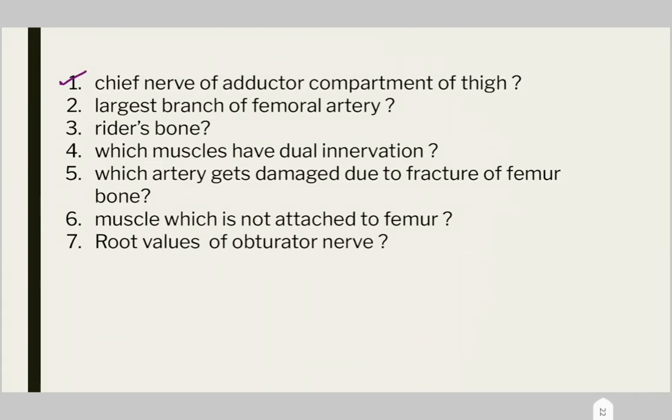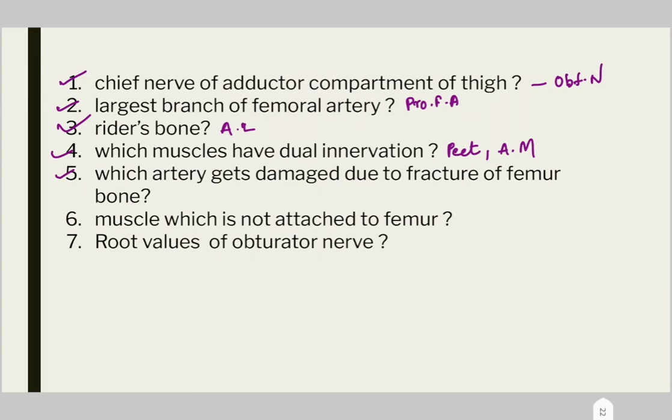We have some questions here. First question: the chief nerve of the adductor compartment of thigh is obturator nerve. The largest branch of the femoral artery is profunda femoral artery. Rider's bone. What is rider's bone? That is adductor longus. Which muscles have dual innervation? It is pectineus and also the adductor magnus.